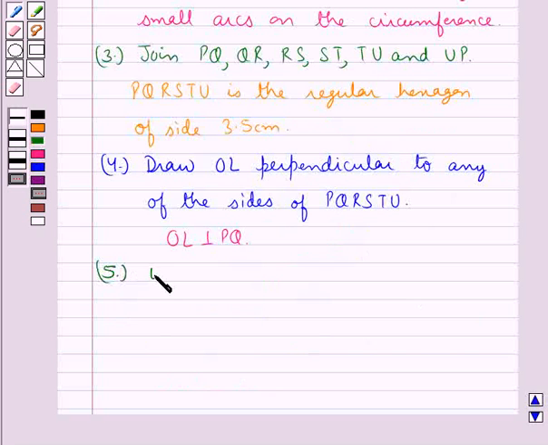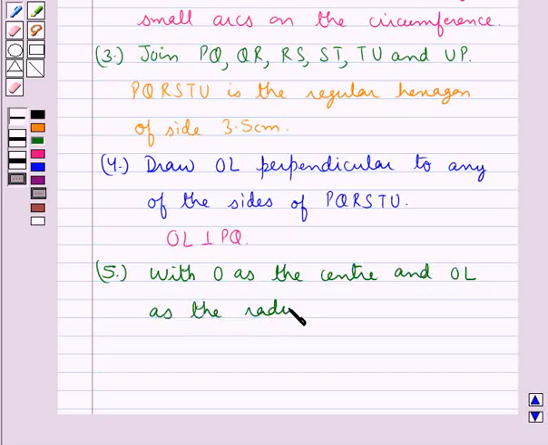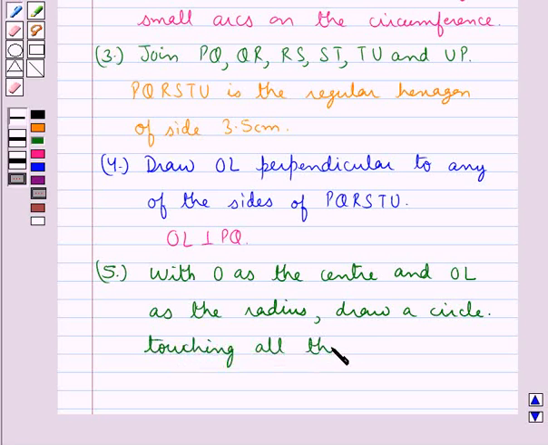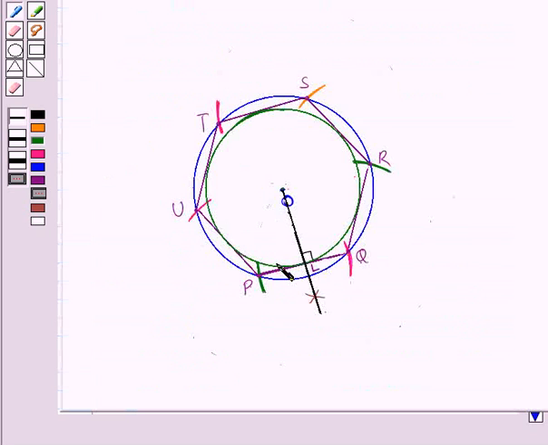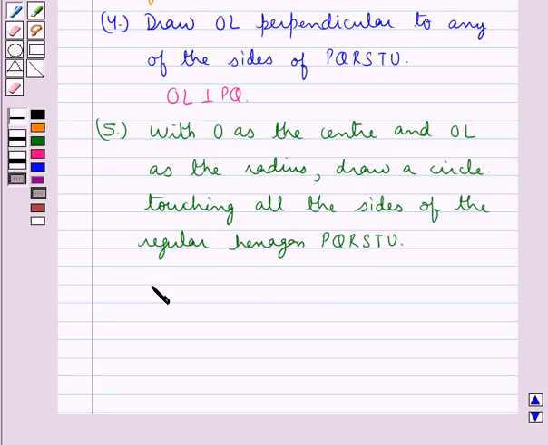Then in the next step, with O as the center and OL as the radius, we draw a circle touching all the sides of the regular hexagon PQRSTU. So we have drawn this circle with O as the center and OL as the radius such that it touches all the sides of the regular hexagon. So this is another method to construct a circle in a regular hexagon. This completes the session. Hope you have understood the construction of circles in and about a regular hexagon.